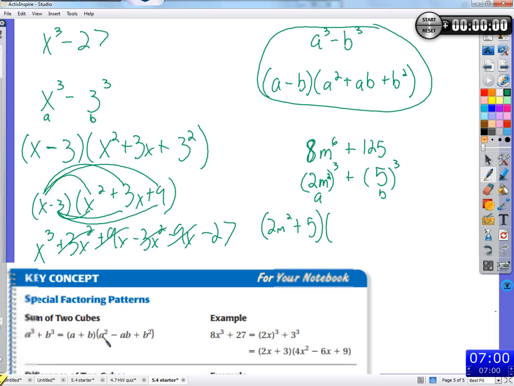Okay. Now it's that first thing, that a, whatever a is. What's a? 2m squared. Now we're going to square that. We're going to square 2m squared. I'm going to work this out to the side. 2m squared, squared, it's going to be 4m to the fourth. Then we have a minus next, you can see that right there. A times B, that's A, so we'll do B times A times B, same thing. We get 10m squared. And the last thing is plus B, which is 5 squared, which is 25.